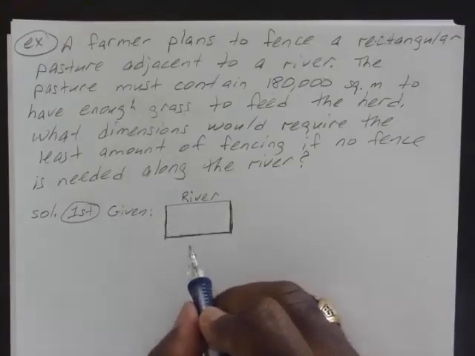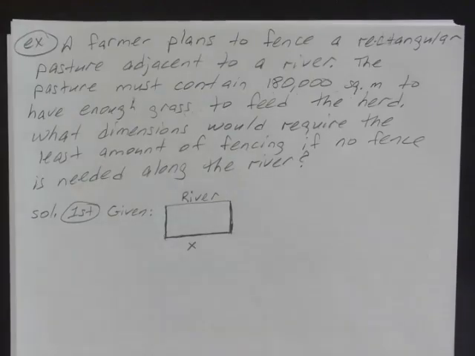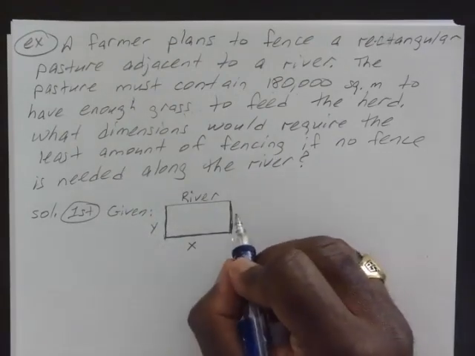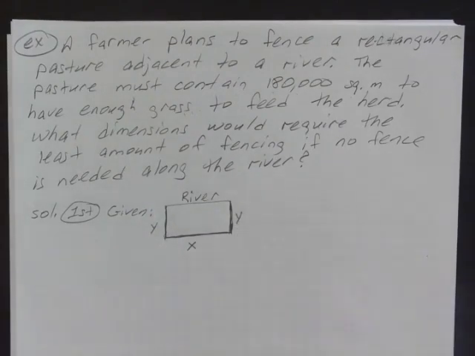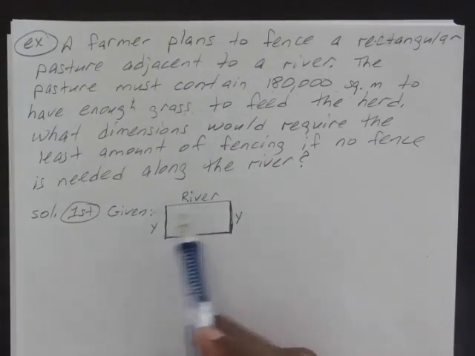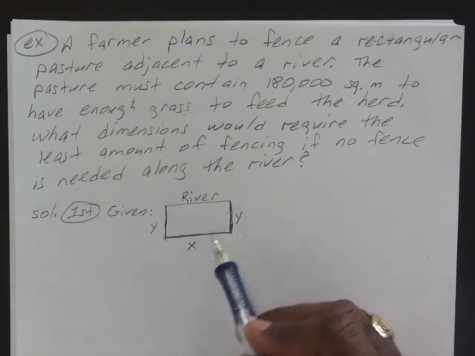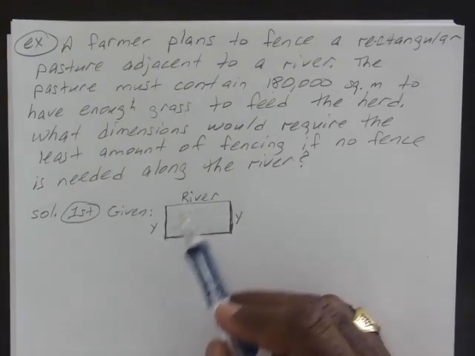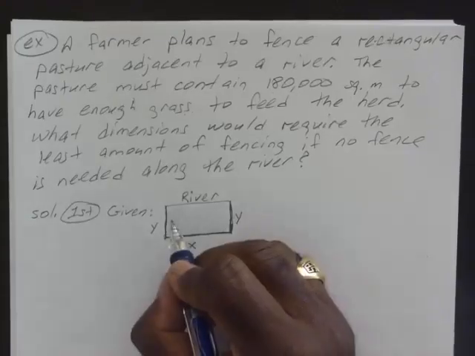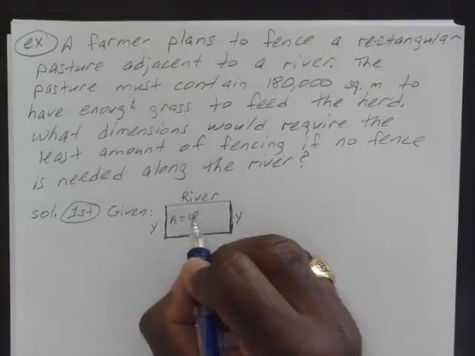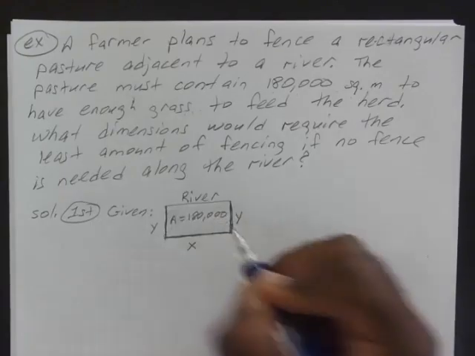Okay, so we'll say that the width, we'll give that a length of x. Or the length, you can call it the length or the width, it doesn't matter since you're multiplying them. And the length is a length of y. And again, we don't need any along the river, so we're good. And the area is just the amount of space inside of here. So we know that the area is equal to 180,000 square meters.